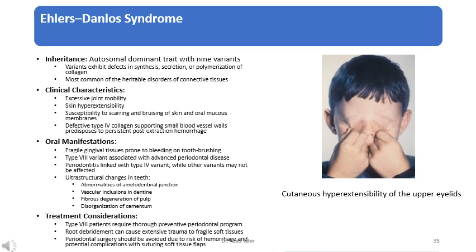Type 8 patients require a thorough preventive periodontal program. Root debridement can cause extensive trauma to fragile soft tissues. Periodontal surgery should be avoided due to risk of hemorrhage and potential complications with suturing soft tissue flaps.